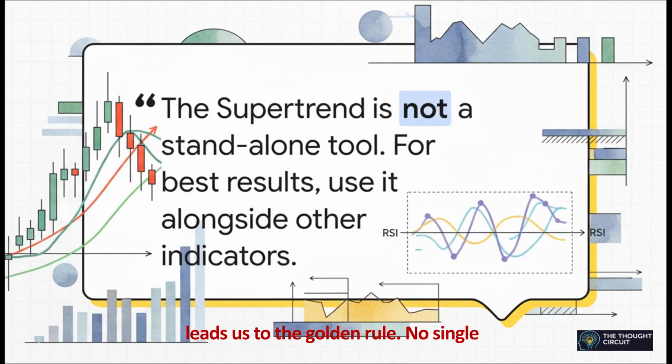So, this leads us to the golden rule. No single indicator, ever, should be treated as a command to buy or sell. Think of it as a suggestion, a piece of the puzzle. The smartest traders always look for confirmation from another tool. Maybe they'll check the trading volume, or look at another indicator like the RSI, before they risk their money.